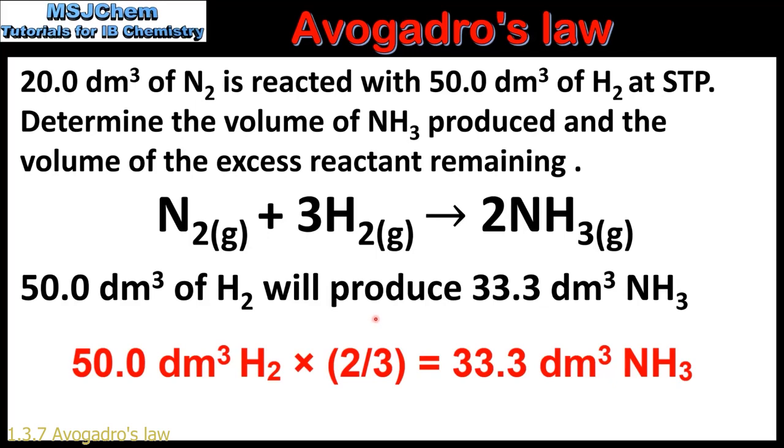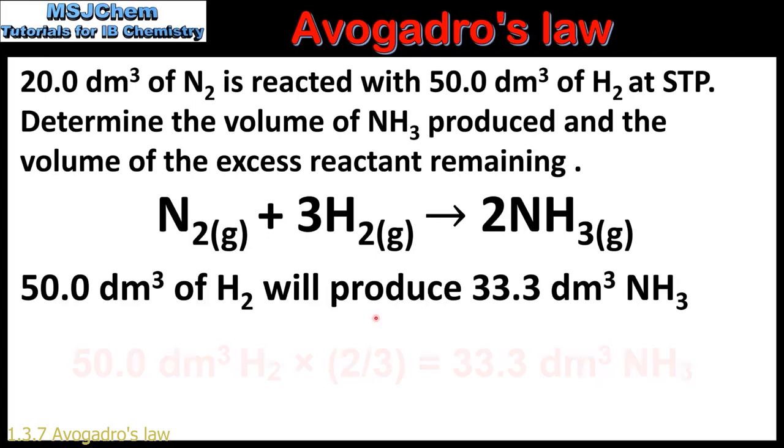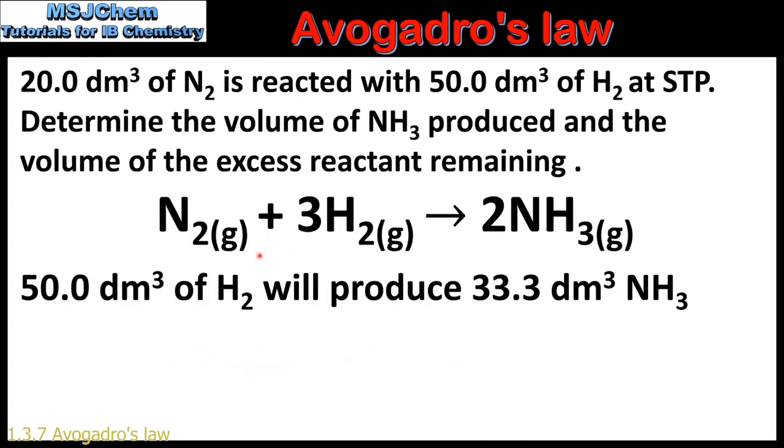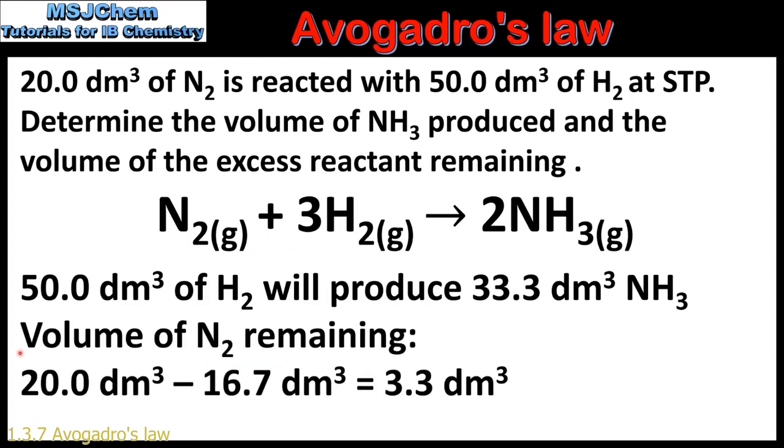Next, we'll calculate the volume of the excess reactant remaining. To do this, we look at the molar ratio of nitrogen to hydrogen, which we can see is a 1:3 ratio. This tells us that 50 cubic decimeters of hydrogen will react with 1/3 as much nitrogen, which is 16.7 cubic decimeters. So to calculate the volume of nitrogen remaining, we subtract 16.7 from 20, which gives us 3.3 cubic decimeters.